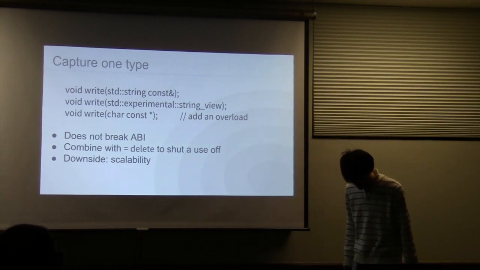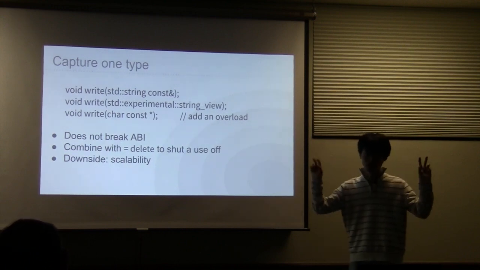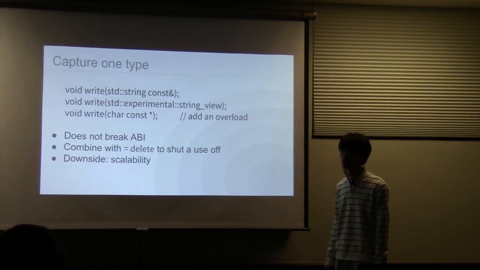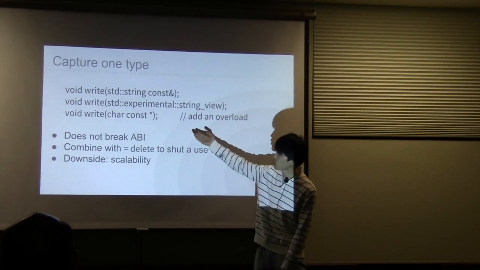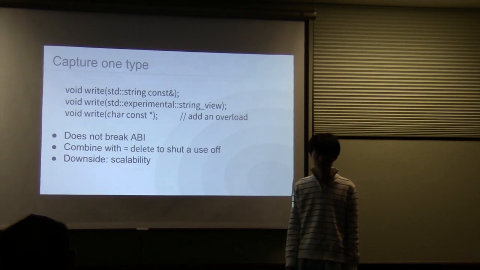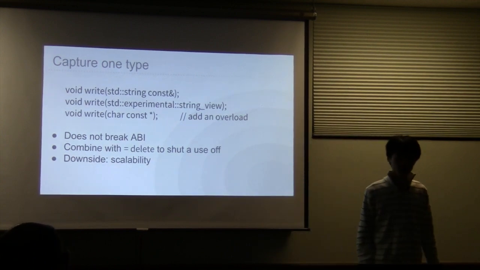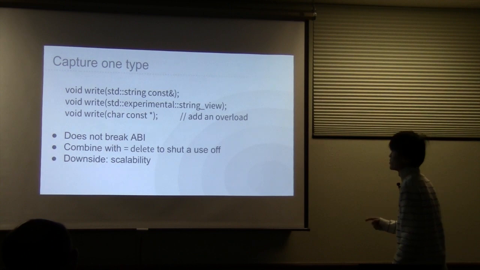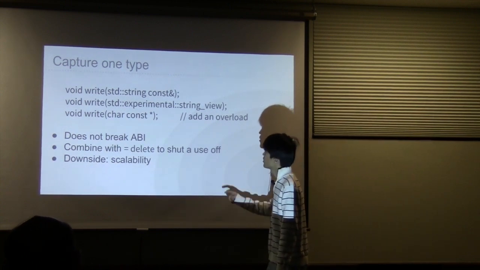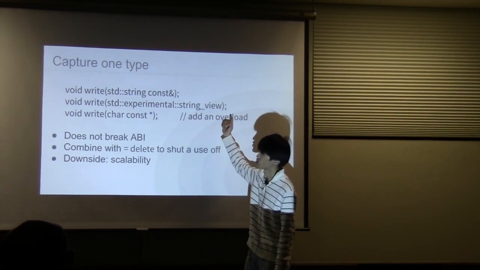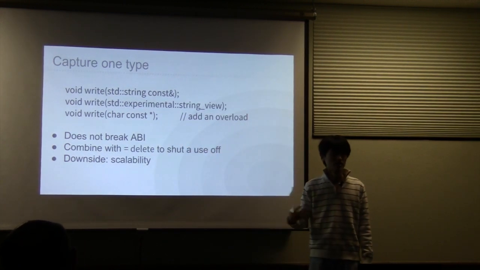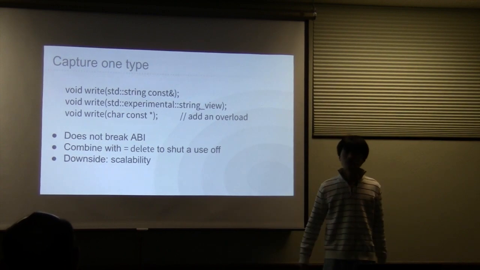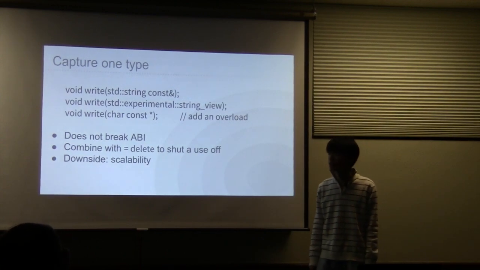So here are the actual techniques we're going to use to solve ambiguation problems. First, the most simple one, you have already seen it. Add one more overload. Here's an example. Do you know what string view, the new string view, is? Yeah, right. It's a string-like class, but it has reference semantics.